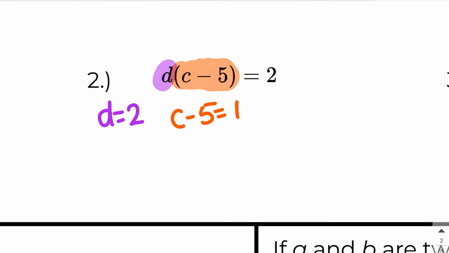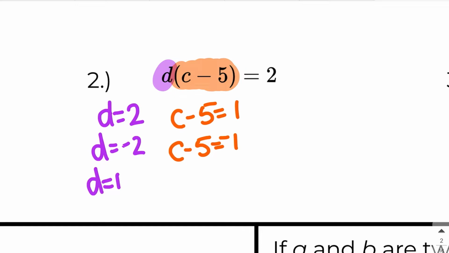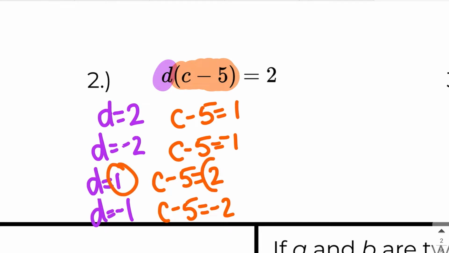But I've got other options too. I could also say, for example, that D equals negative 2, and that C minus 5 would equal negative 1, because a negative times a negative is a positive. But we're not just limited to this, right? We could also mix and match and say that D equals 1, C minus 5 equals 2. Or we could say that D equals negative 1 and C minus 5 equals negative 2. Again, because these values multiply together to give us this 2 that we're looking for.